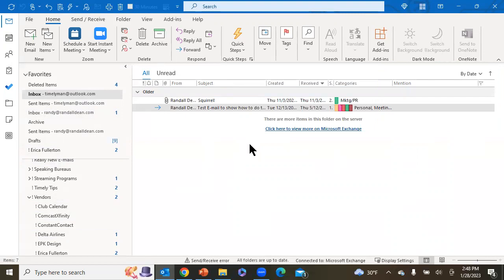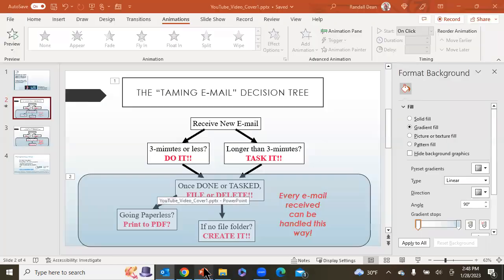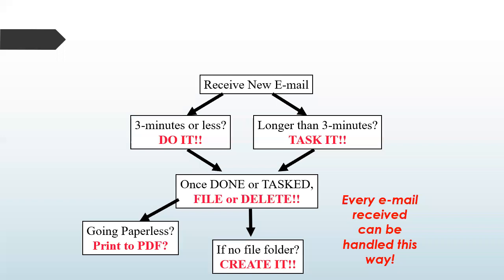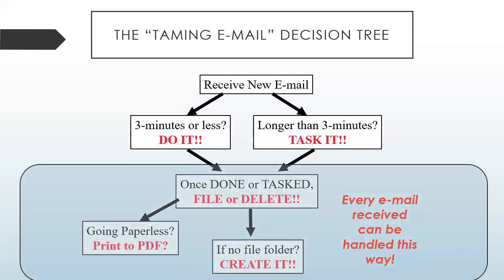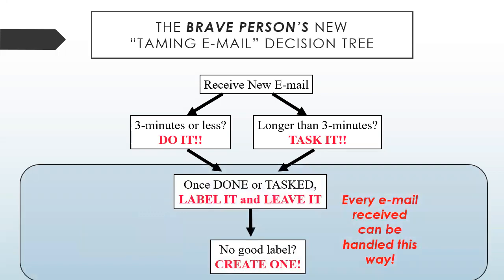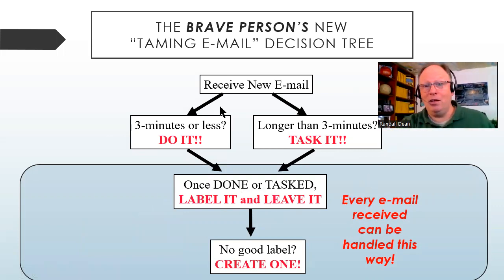Isn't that interesting? Let's go ahead and finish this thing. Maybe, just maybe, let's bring this back up. My teaming email decision tree should no longer fully focus on this and instead focus on this. Get the new email, make the decision, couple minutes or less, do it now, more than a couple minutes, task or calendar. And then once it's done or task, label it and leave it using categories in Outlook and using labels in Gmail, and search and or the labels in Gmail to find your stuff when you need your stuff.